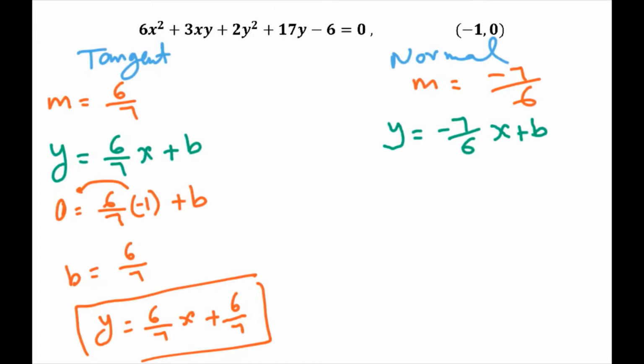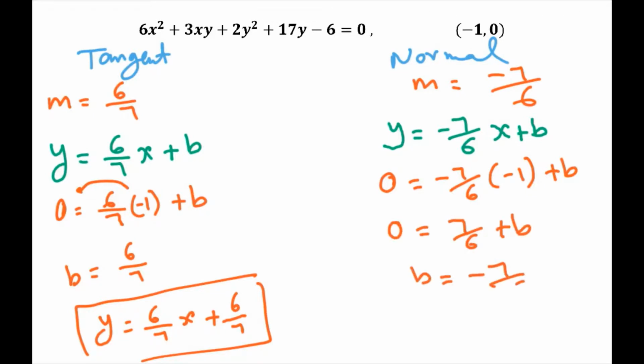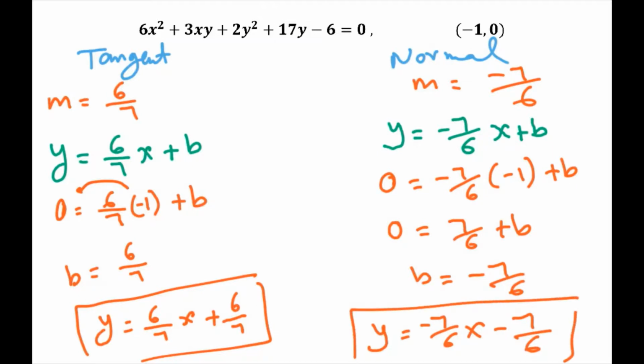Now moving into the equation of the normal, y equal -7/6 times -1 plus b. I'm sorry, instead of y we will say 0. And again 0 equals 7 over 6 plus b, and b will be equal to negative 7 over 6. So y equal negative 7 over 6 x minus 7 over 6. So that's going to be your equation of the normal.